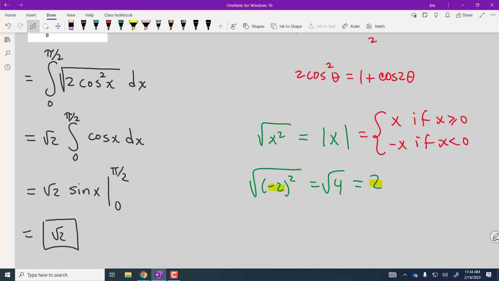Is this ringing any bells? Hopefully. It'll come up again. Square root of a square is absolute value, and absolute value is a piecewise defined function. It'll come up again. Don't worry.